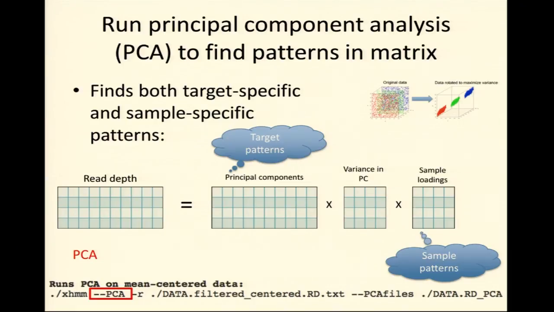In the next step, we actually run the PCA. So we split the filtered read depth matrix into its principal components, into the variance matrix, and the sample loadings. And that's using the PCA command. You end up with basically 3 files.